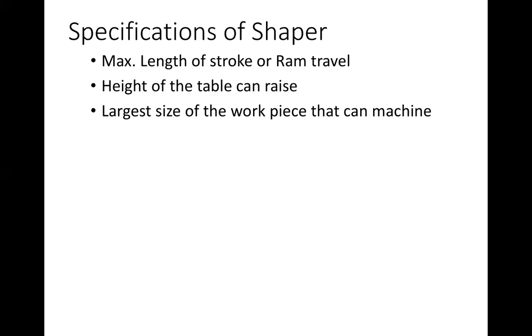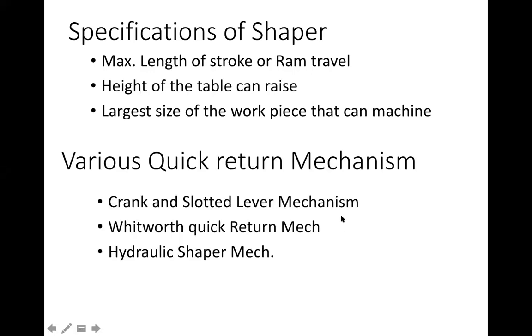Now we can look at the different mechanisms. We discussed the quick return mechanism, right? A quick return mechanism is required in the shaper because in a shaper only the forward stroke is the cutting stroke and the return stroke is the idle stroke. In the return stroke, whenever the RAM is moving back, there is no cutting action. So there is no action, which is nothing but idle.